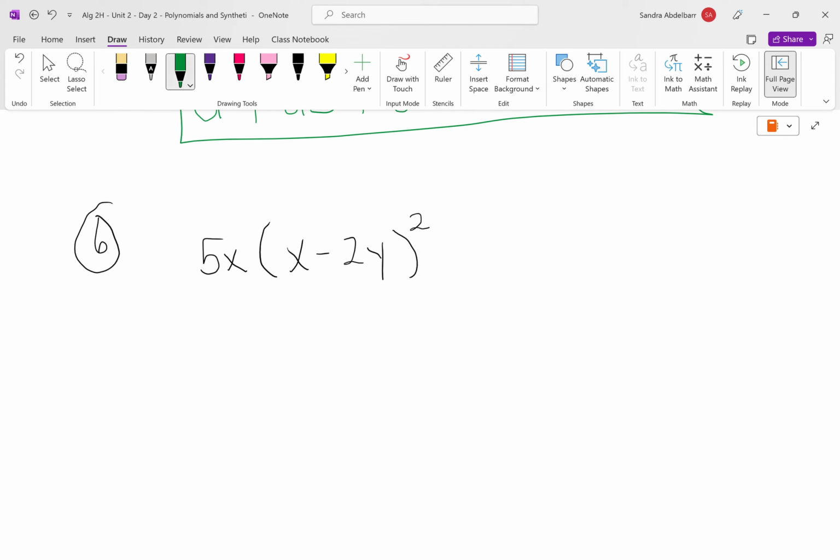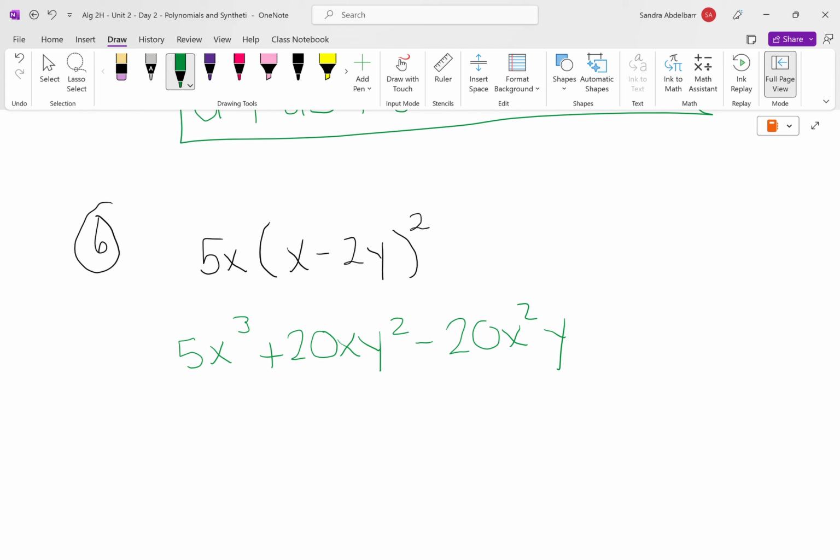All right, tell me, what did you get? Give me some answers. Up front, what's your name? Abby. I got 5x to the third plus 20x y to the second minus 20x to the second y. All right, any other answers? This could be in any order, by the way. Nobody got a different answer.